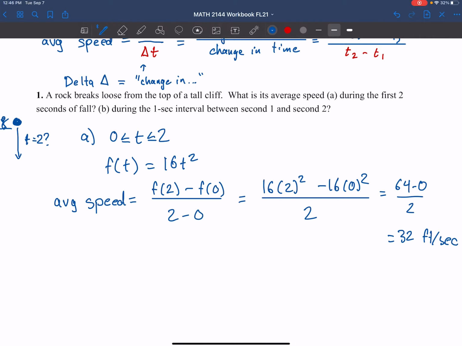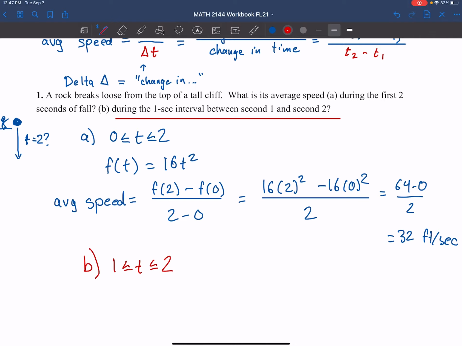Any questions on that computation? On part B, though, we're asked about the 1 second interval between 1 and 2. But before we do that computation, I want you to think about this for a second. So it dropped, and in the first 2 seconds it averaged 32 feet per second. What if we were to ignore that first second and just consider between 1 and 2? Do you think the average speed will be faster or slower?